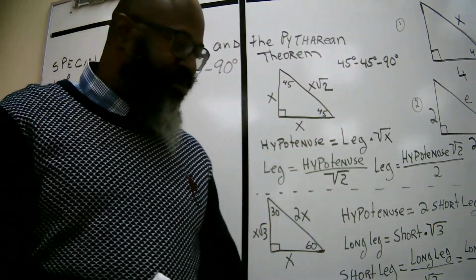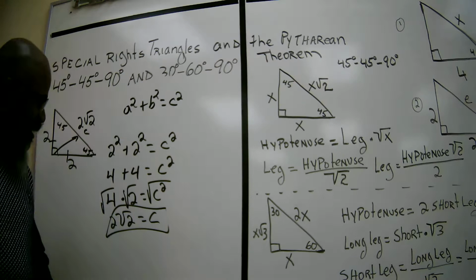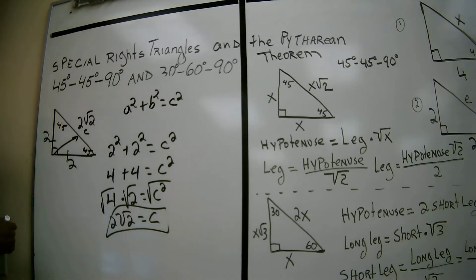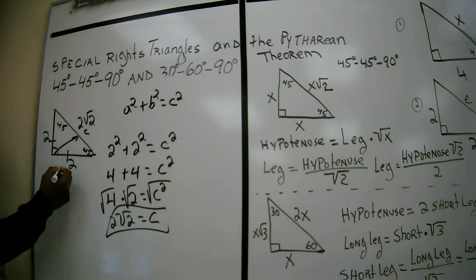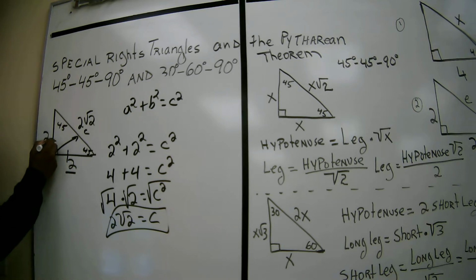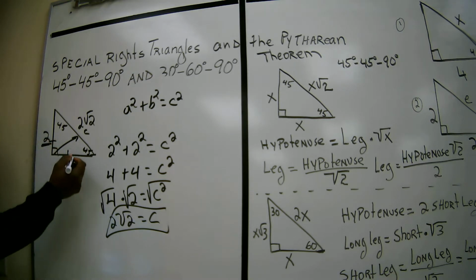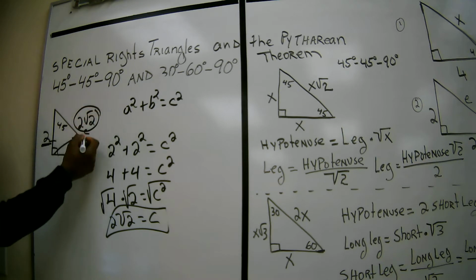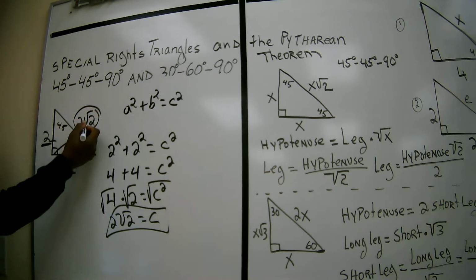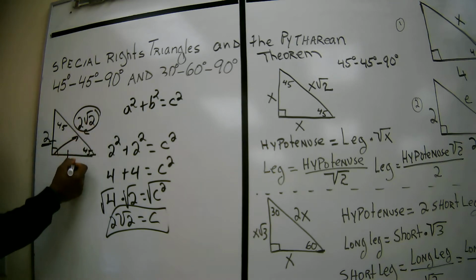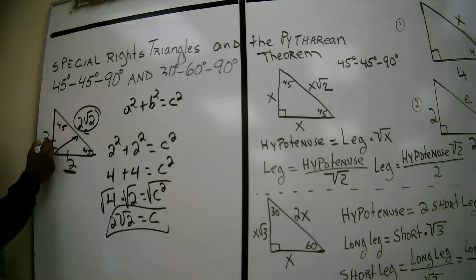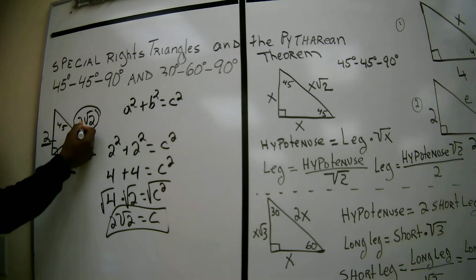So let's go over the answer again. What we need to notice is that when the legs are 2, they are the same. The hypotenuse will always be the square root of 2 times the legs. When the legs are the same, you see a right isosceles 45-45-90, and everything has a 2, but the hypotenuse will be 2 square root of 2.